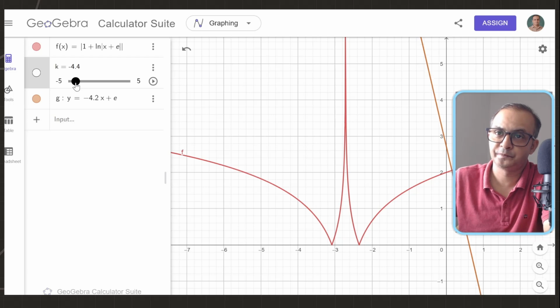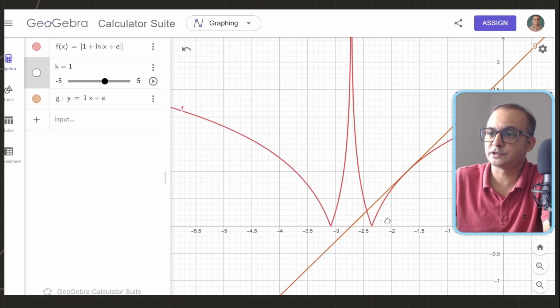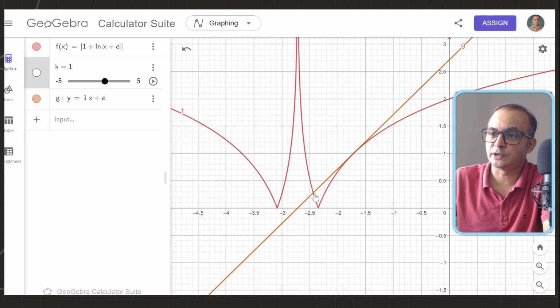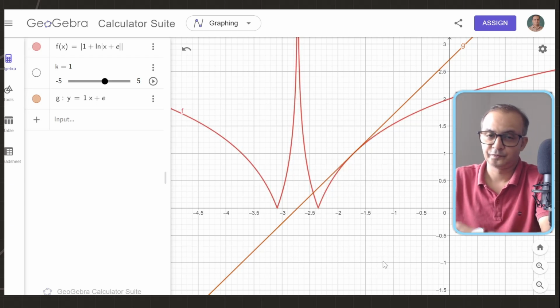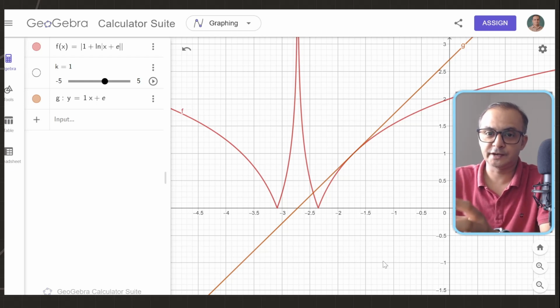So let's take here k is equal to 1. So this is 1 there, and we can see that the graph is intersected by the line at 2 points. One is here for this branch and one is an exact tangent. So in that case also 2 solutions are there. All right, this is the way the modulus function can be operated, and the composition with the modulus function can be drawn and understood graphically.